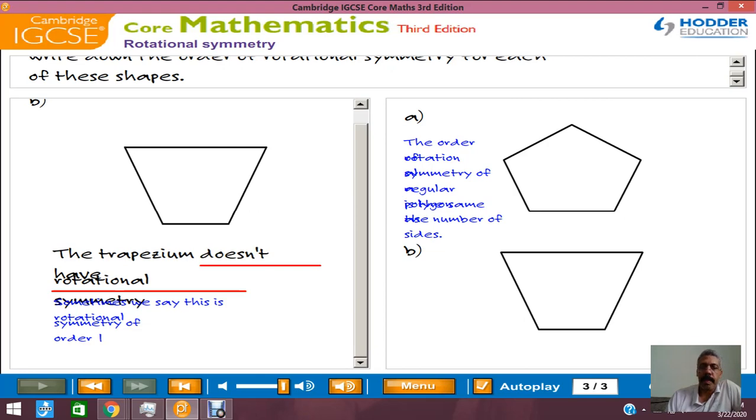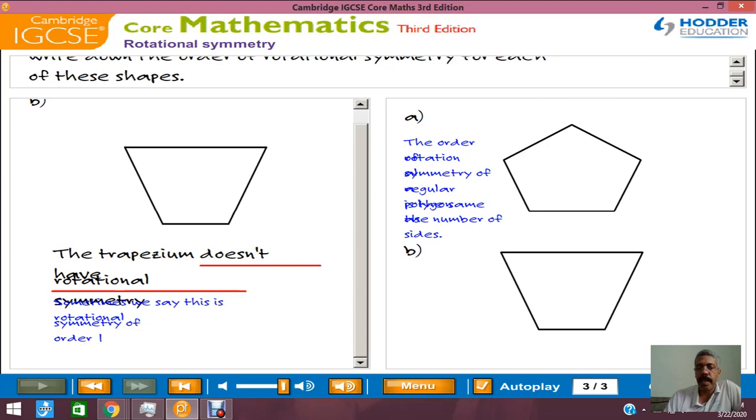Yes, again. If I have this regular pentagon, this is the same as the number of sides, 5. This is the number of rotations, so it's 5. And about this trapezium. We see this trapezium. Which type of trapezium is this? It is an isosceles trapezium.